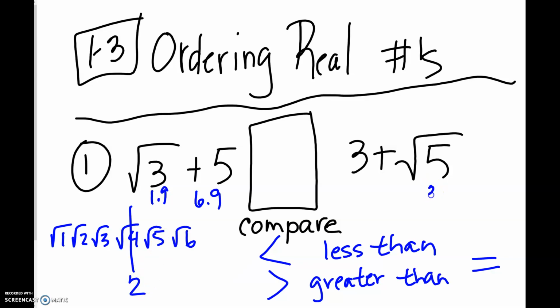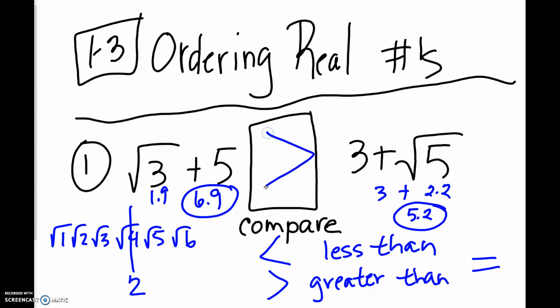So let's look at this 5, and the square root of 5 is a little bit bigger than 2. So let's just say it's 2.2. So 2.2 plus 3 is going to get us to be 5.2. So now let's compare 6.9 compared to 5.2, and it looks like 6.9 is bigger, so we're going to put a greater than symbol in there. Okay, so even if this estimate's off a little bit and it's 5.5, it's still going to be smaller than that 6.9.